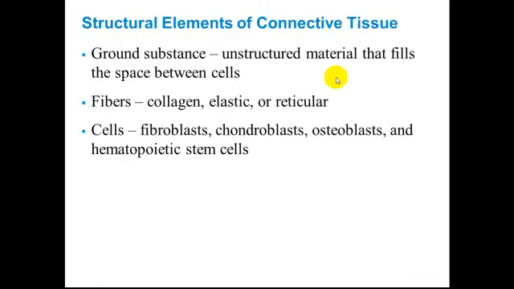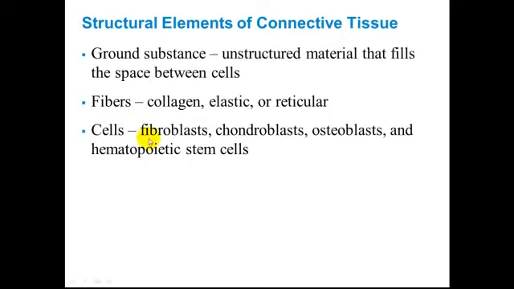Now, the structural elements of the connective tissue, what gives connective tissue its structure, is more than just the cells. So we have ground substance, and that ground substance is going to be material that fills the space between the cells. The cells in connective tissue are fairly well spaced out. Another important component is going to be the fibers. Now, the fibers, these are protein fibers. Collagen is one type. We can also have elastic or reticular fibers. Now the cells themselves are what produce the fibers and the ground substance.